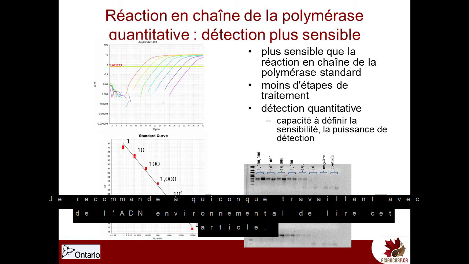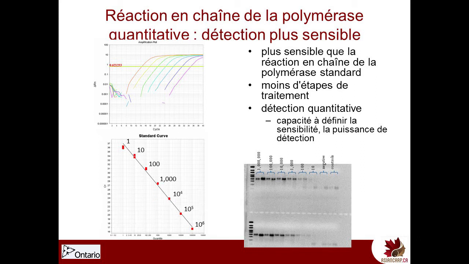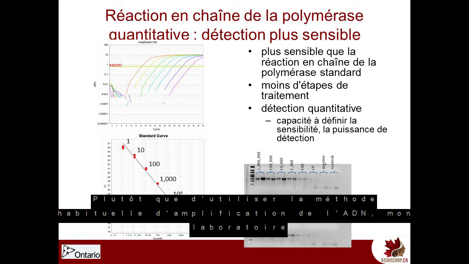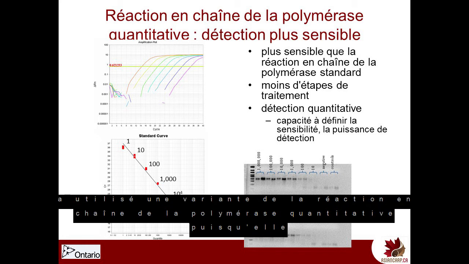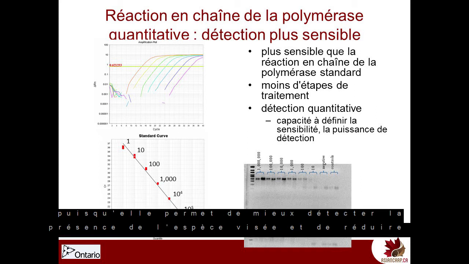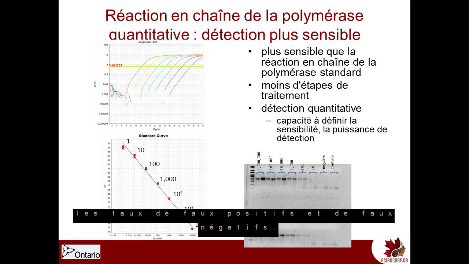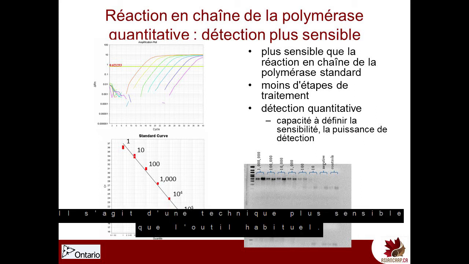So for anybody doing environmental DNA, I'd definitely recommend having a look at that paper. What my lab switched to early on was, rather than the normal way of amplifying DNA, a variation called quantitative PCR, because it allows for more sensitive detection, and we can cut down on the rates of both false positive and false negative results. So this is more sensitive than the normal tool.